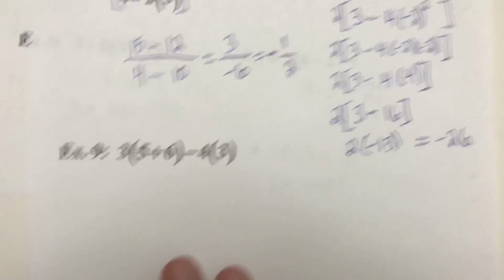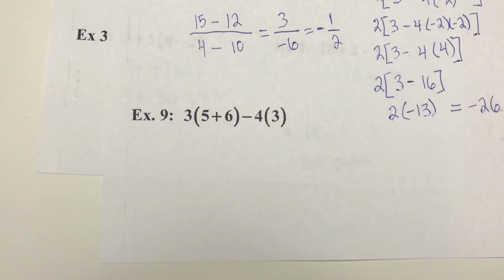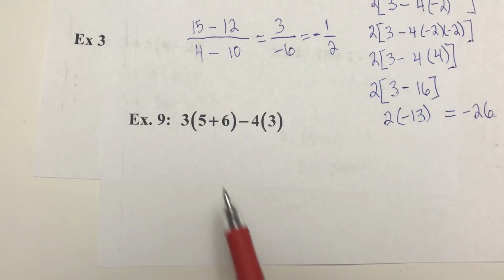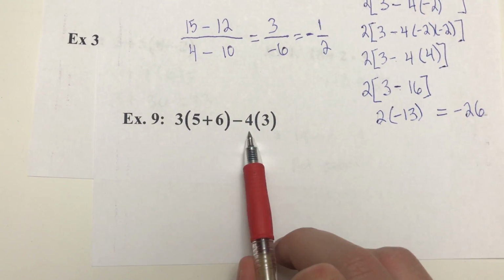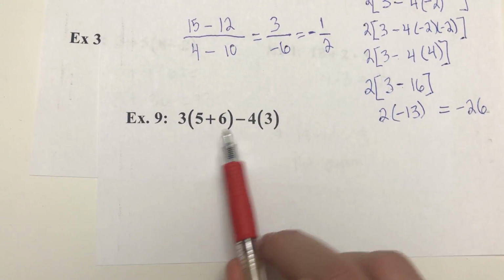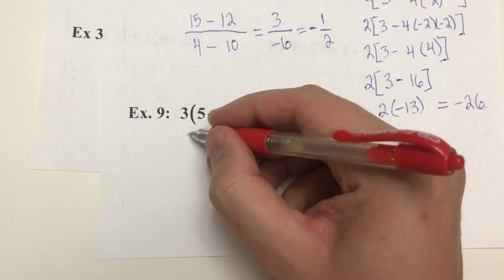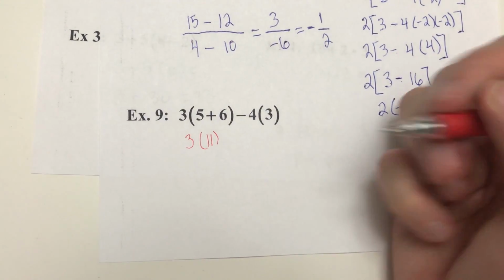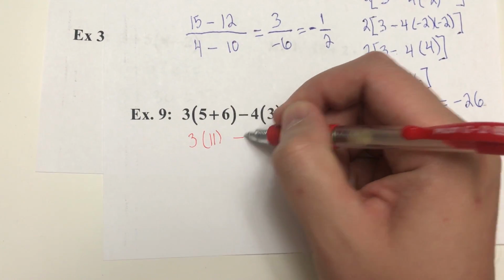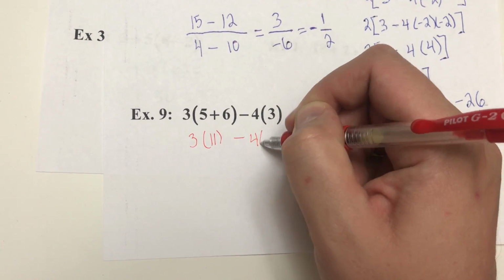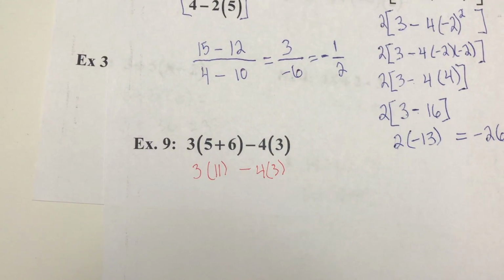The last order of operations example, example 9. In this one, we have a grouping symbol here with the parentheses. These parentheses just indicate multiplication. 5 plus 6 becomes 11. We'll keep it in parentheses, with the 3 on the outside also now indicating multiplication. Bring down the subtraction symbol, and 4 and the 3 in parentheses also are indicating multiplication.